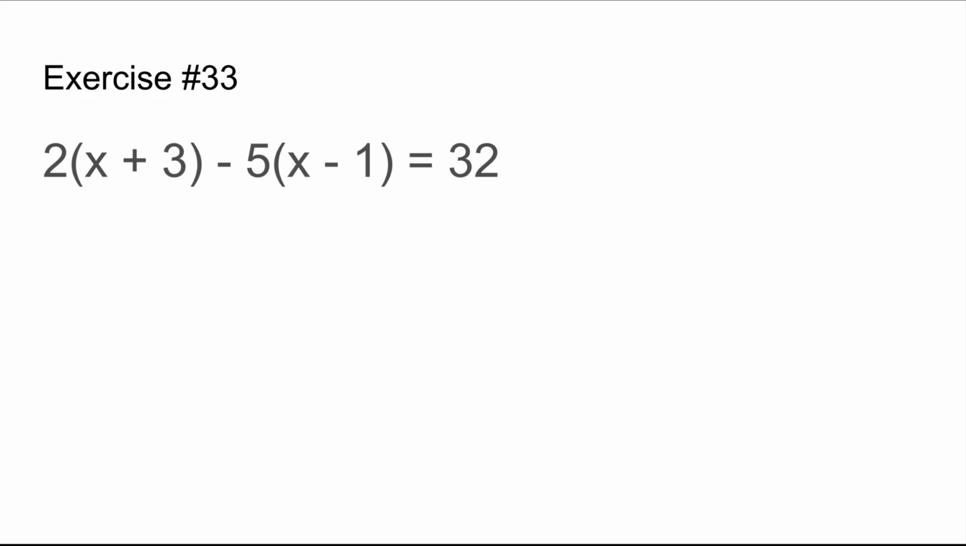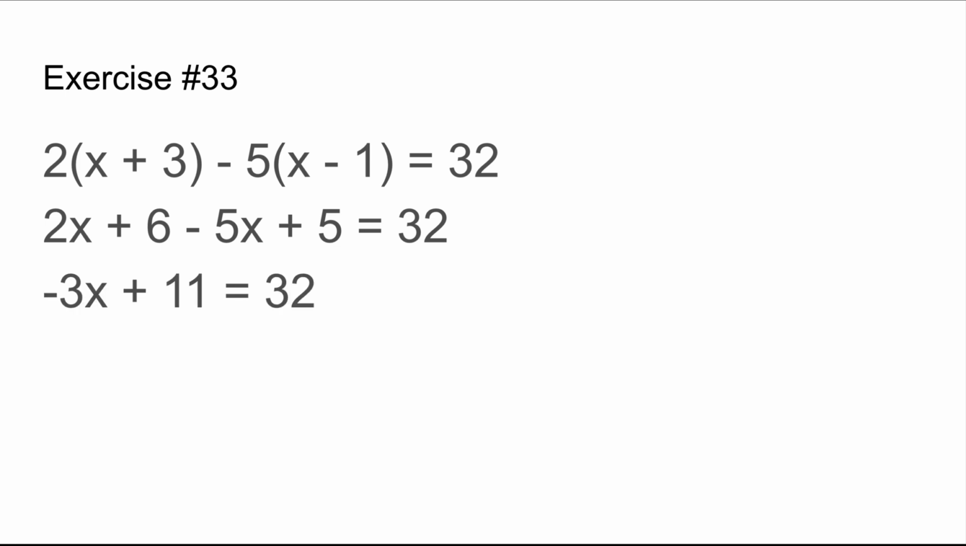Okay, we have 2 distributing, then adding our like terms, then solving. So we have 2 times x, then 2 times 3. Then don't forget the negative sign. Negative 5 times x, negative 5 times negative 1. Our new fun long equation.